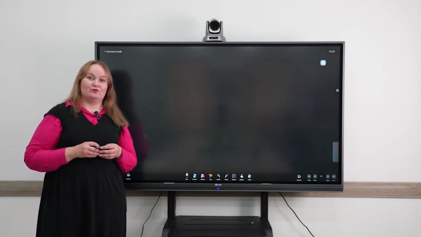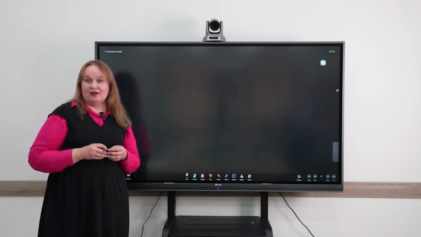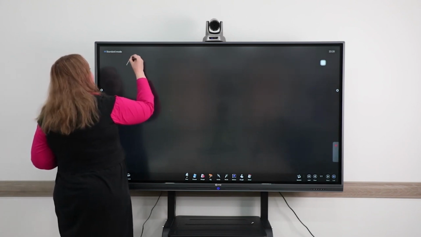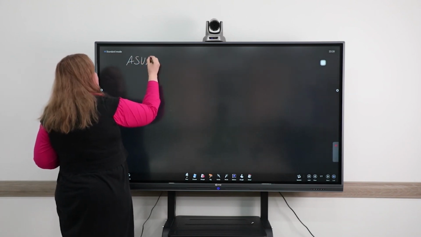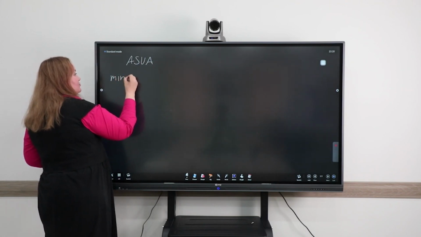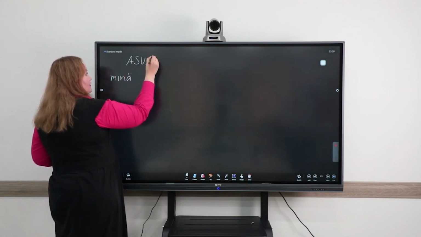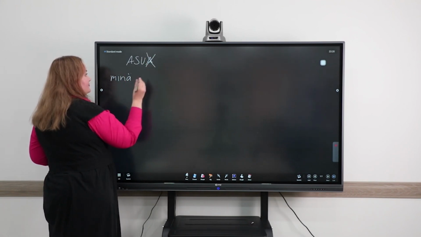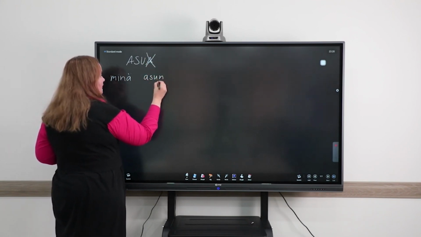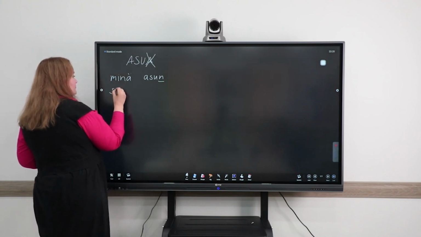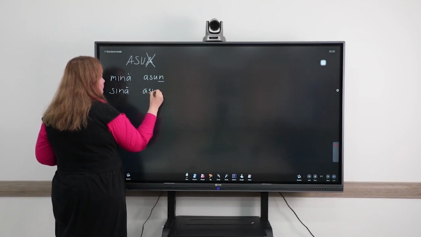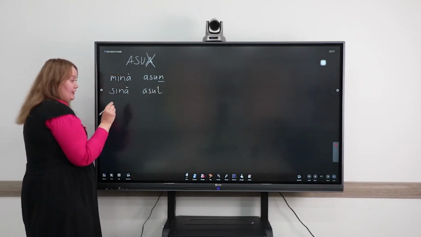So today we are going to study the verb conjugation and also the negative verb. Let's take a familiar verb asua, to live, asua. And when I start conjugating it, I will drop off the last a, and then I start adding the personal endings. Minä asun, I live.